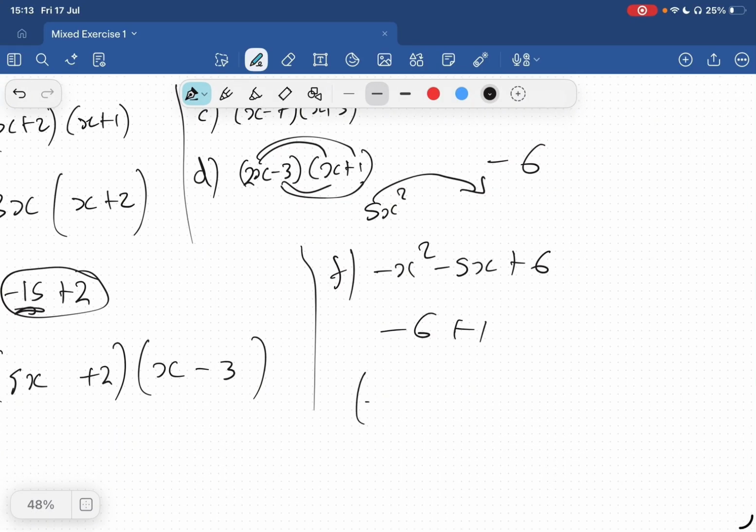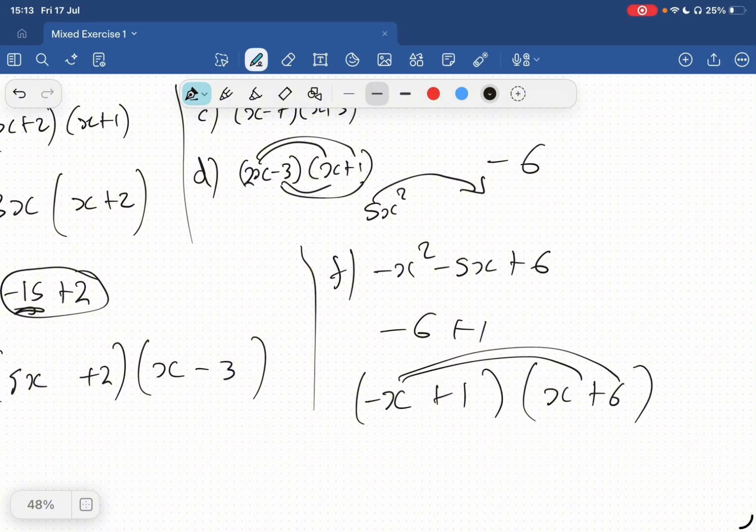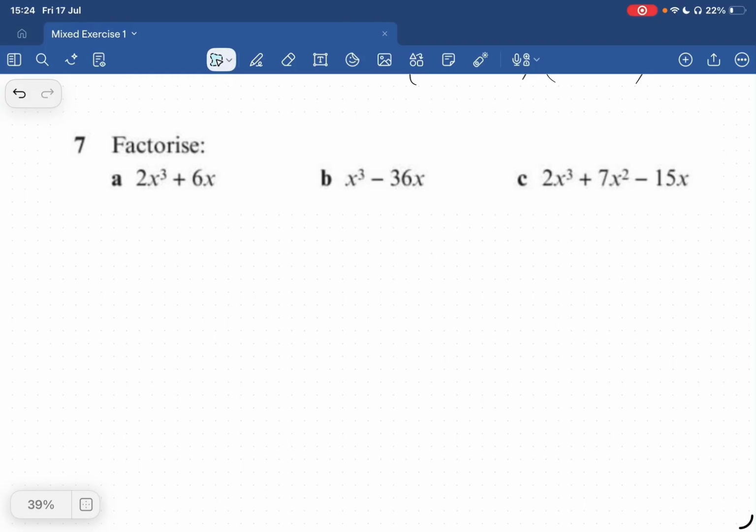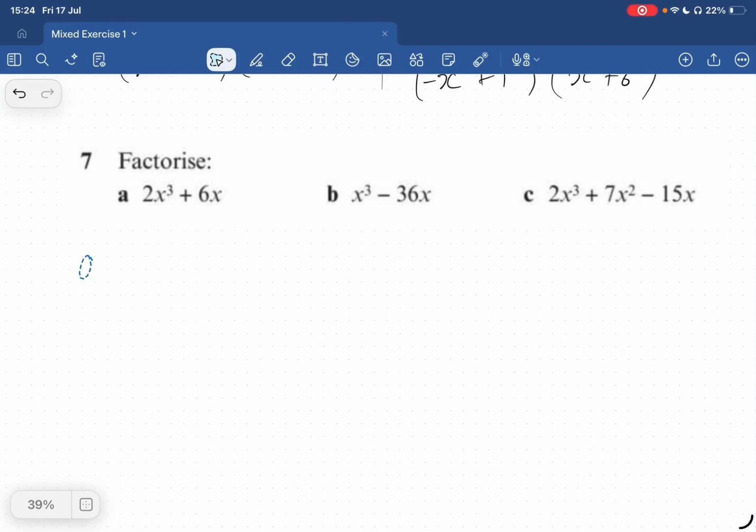Let's write out our brackets like we did beforehand. We need a negative 6, so we do positive 6 here. That will make our negative 6x. And then we have positive 1 here. A little check: negative x squared, negative 5x plus 6. Factorizing, it's not interesting. It's got to be done. You've got to be able to do this.